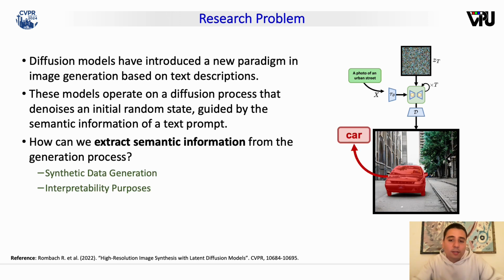This research addresses the question of how we can extract the influence of this semantic information for tasks such as generating synthetic images with semantic segmentation masks. This is crucial for training models in scenarios where data scarcity is a problem, as well as for interpretability purposes, to understand the underlying mechanisms of these models. To tackle this problem, previous works have focused on the cross-attention mechanisms in these models, particularly in architectures like Stable Diffusion, which we will focus on in this paper.